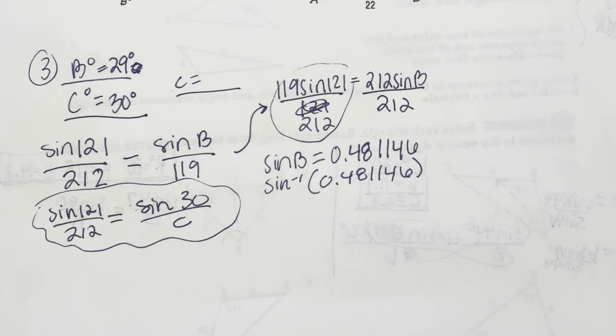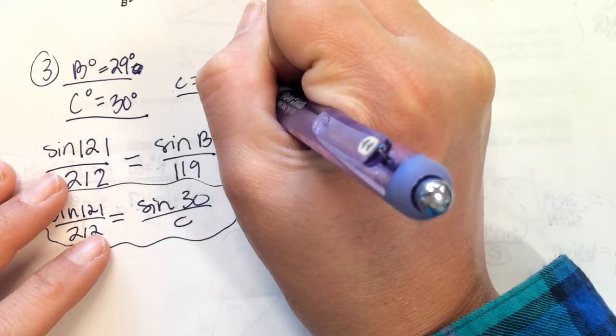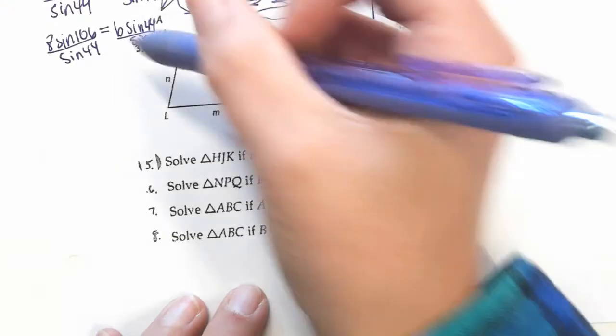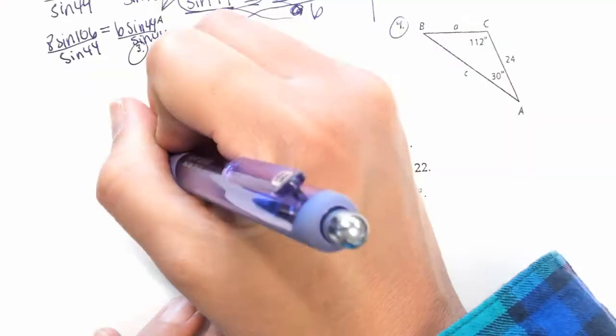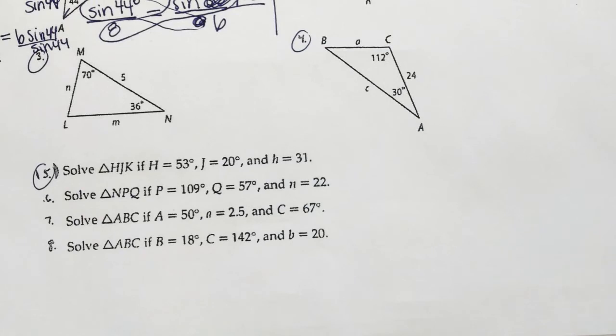What did we get? 122.7. Everybody agree? Y'all still working. Very good. So if you're missing an angle, you're going to have to use sine inverse button. Any questions on that? Alright, flip it over. Once you have done 3, 4, and 5, and I've checked it, you can pack up. I'm going to check the correctness of it. And then you won't have any homework tonight.